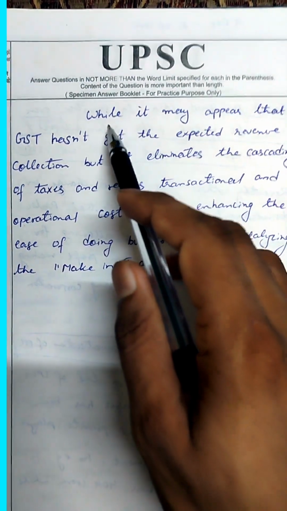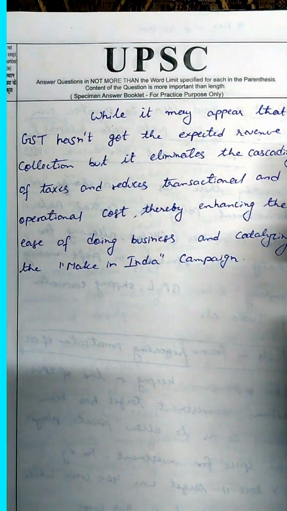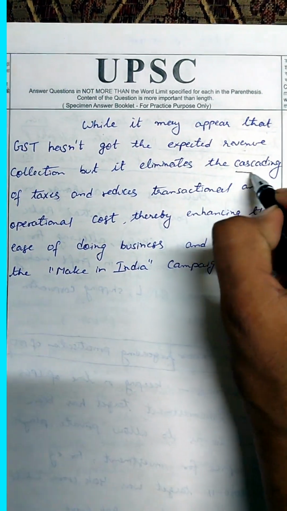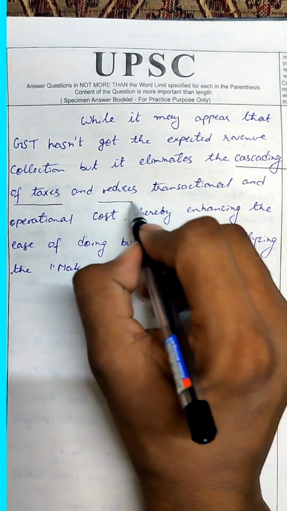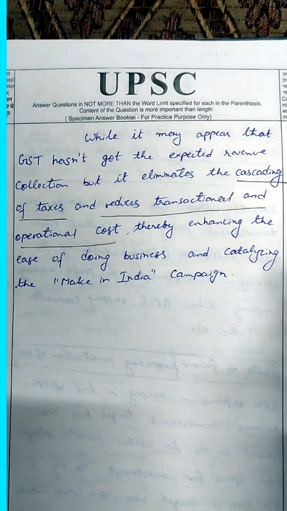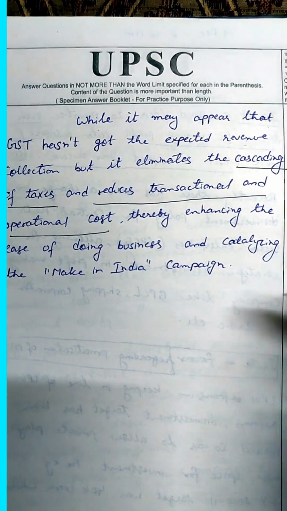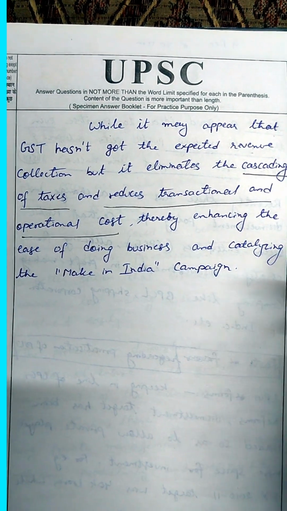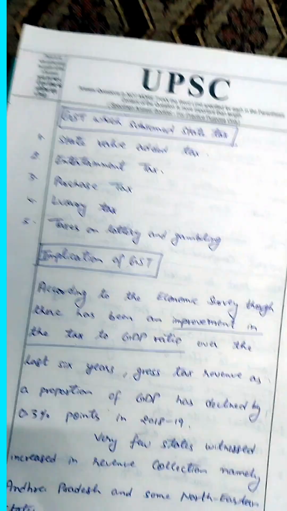So what I have written: while it may appear that GST hasn't got the expected revenue collection, it eliminates the cascading of taxes. Yes, this word I should underline: cascading of taxes, and reduces transactional and operational cost. Cascading of tax means tax on tax. Earlier, at every stage you had to give the tax, but now only at the value addition you have to give the tax. Again, I would like to show you.